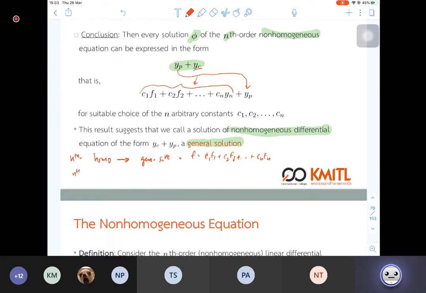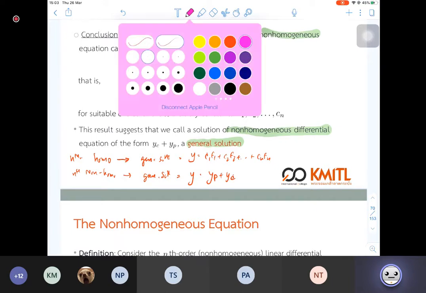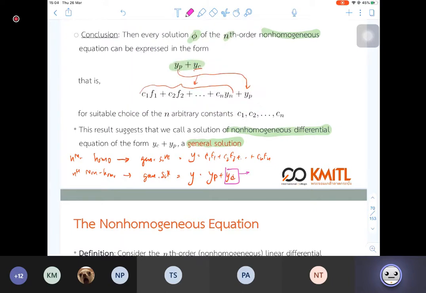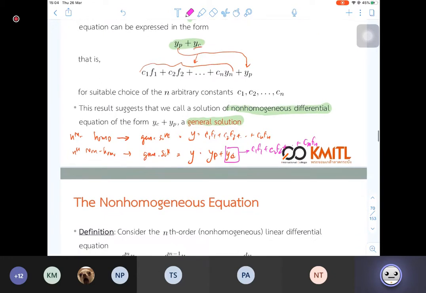Now, if we have nth order non-homogeneous, the general solution Y would be YP plus YC. So the general solution Y would be YP plus YC. And the YC itself is actually C1 F1 plus C2 F2 until Cn Fn, okay?